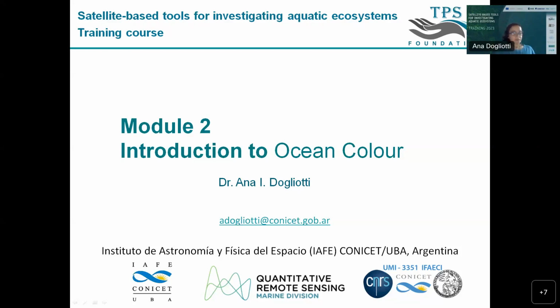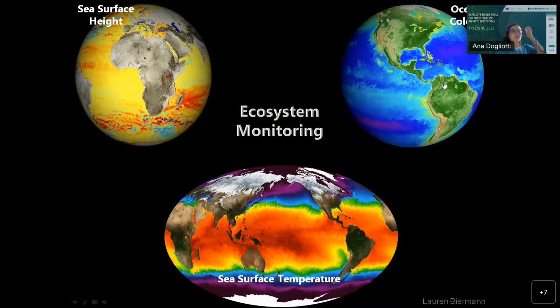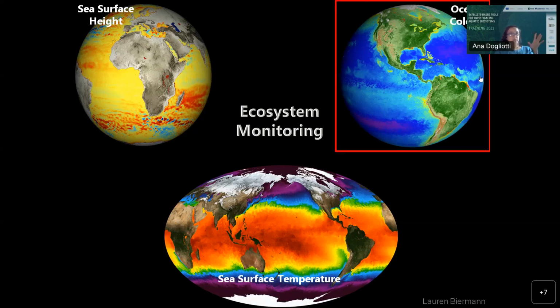In the previous talk, Lorraine was talking about remote sensing in general. She mentioned, of course, that it's the best option for gathering synoptic measurements with sufficient temporal and spatial scale for marine ecosystem monitoring. She mentioned sea surface height, sea surface temperature, and ocean color. So in this lecture today, I will focus on the fundamentals and optics related to ocean color.